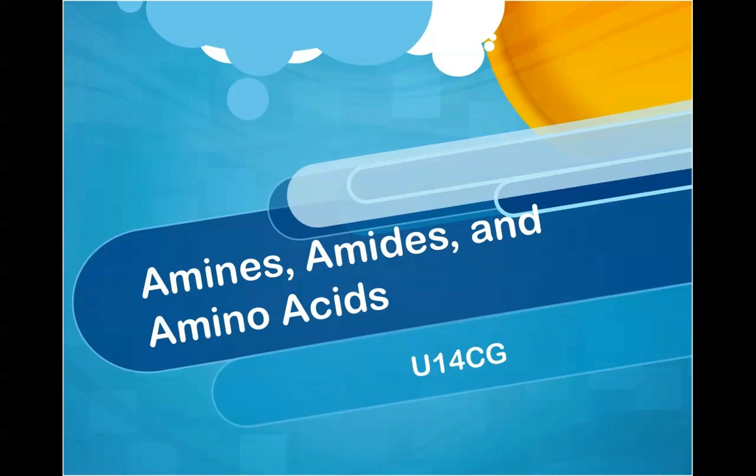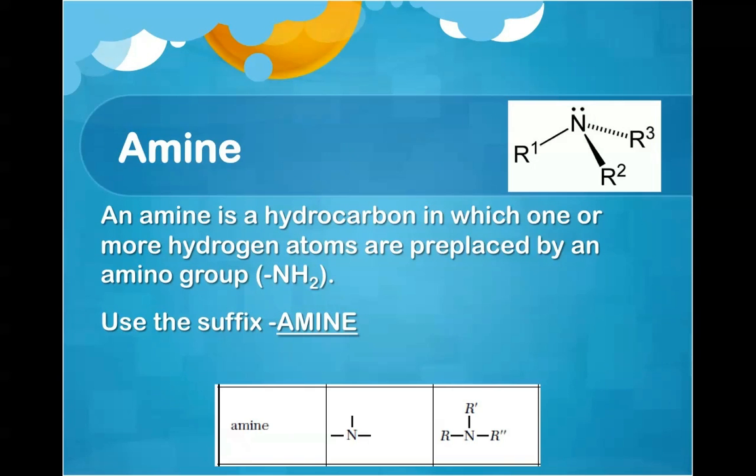In Concept G, we're going to be looking at amines and amides. These are functional groups that involve nitrogen. So an amine is a hydrocarbon in which one or more hydrogen atoms are replaced by an amino group, or what we're going to mostly be using is an NH2. And you're going to see that the suffix of these various names are going to include amine.